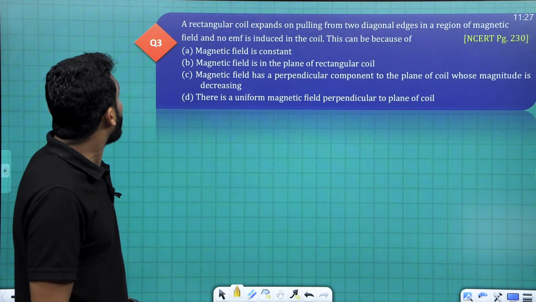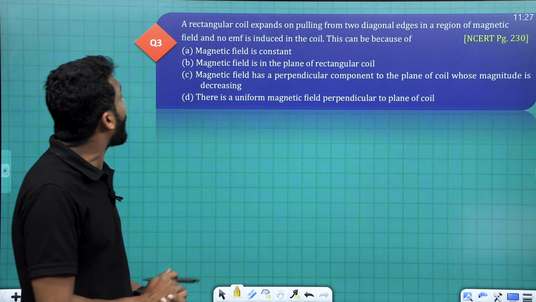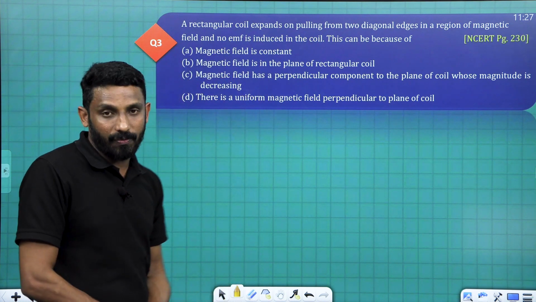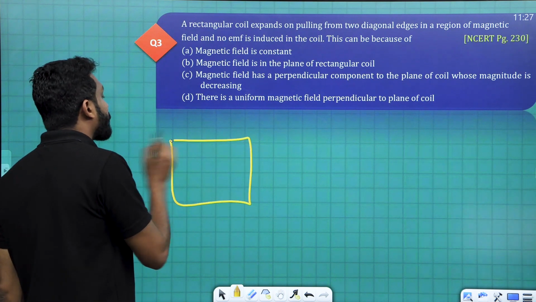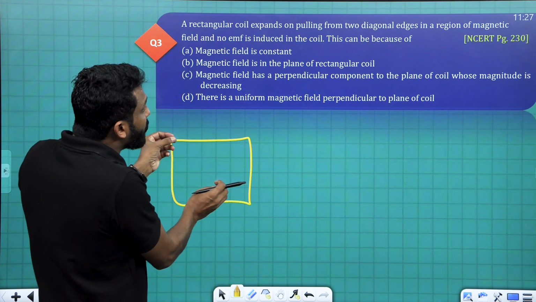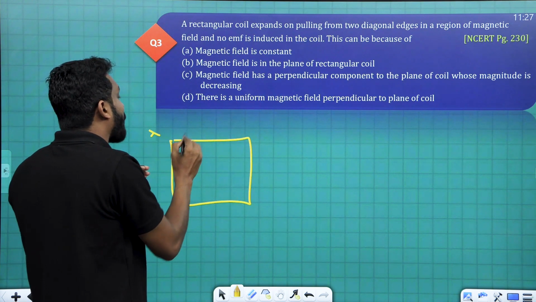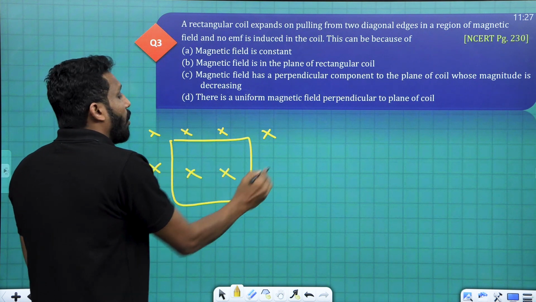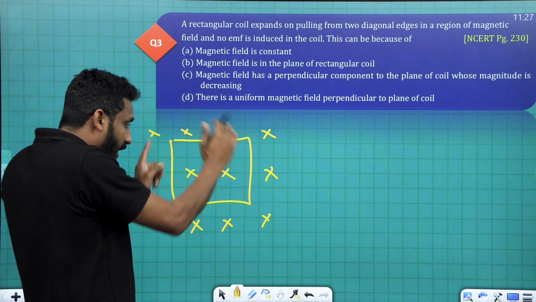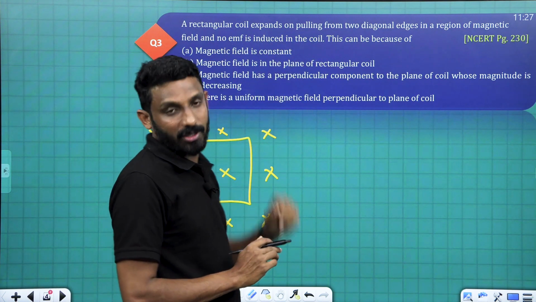Good. The next one. A rectangular coil expands on pulling from two diagonal edges in a region of magnetic field and no EMF is induced in the coil. This can be because of... a rectangular coil expands, pulling from two diagonal edges, in a region of magnetic field. This magnetic field may be directed into the plane or out of the plane. This is a region of magnetic field and there is a rectangular coil. It is expanding, but no EMF is induced.